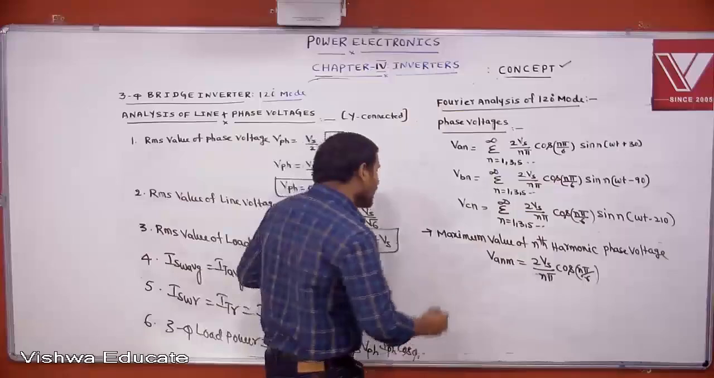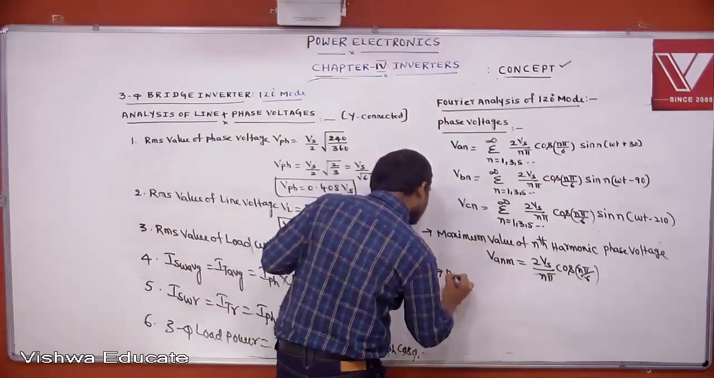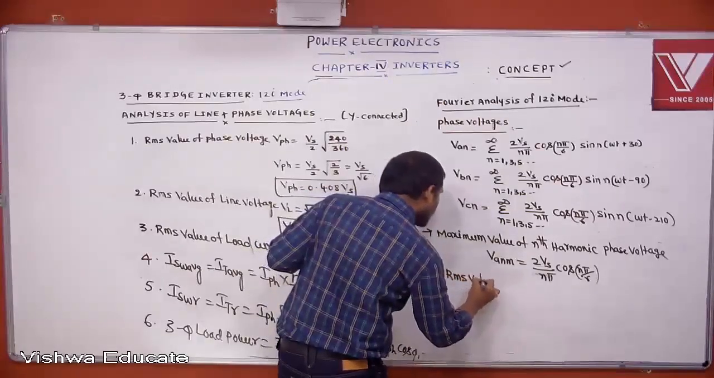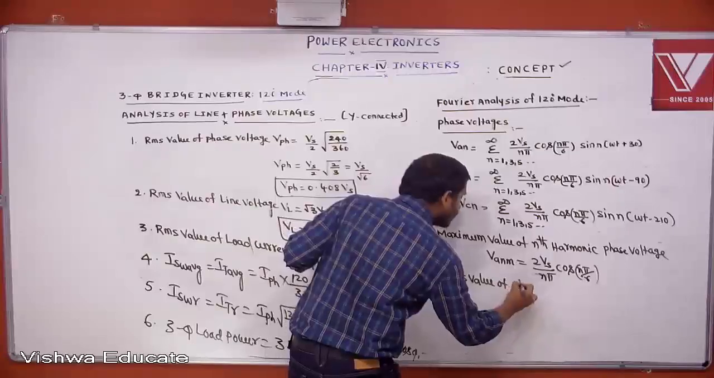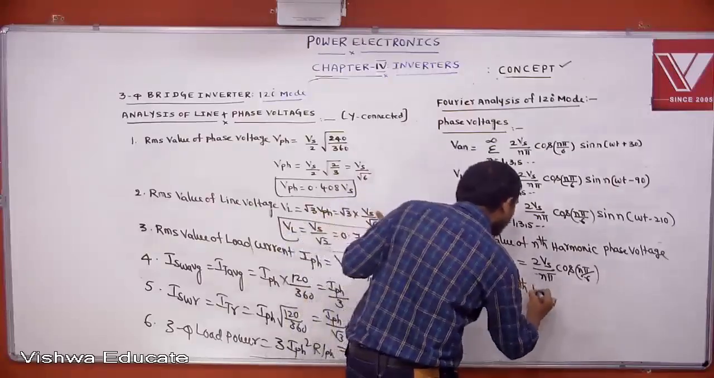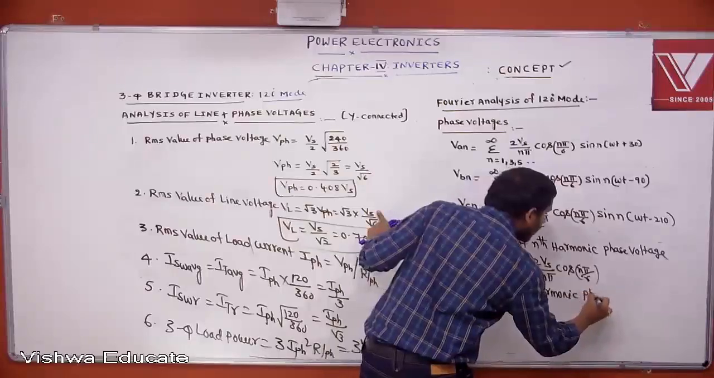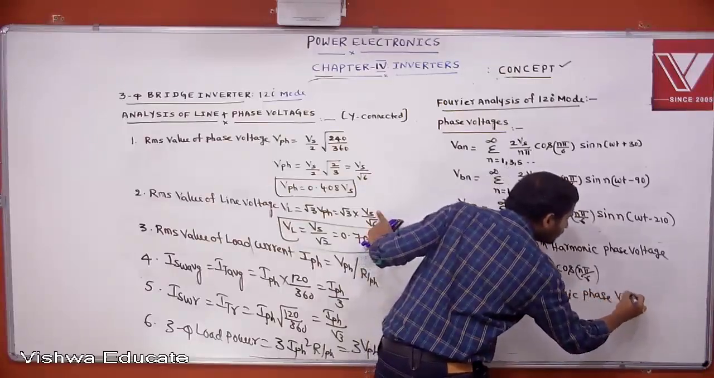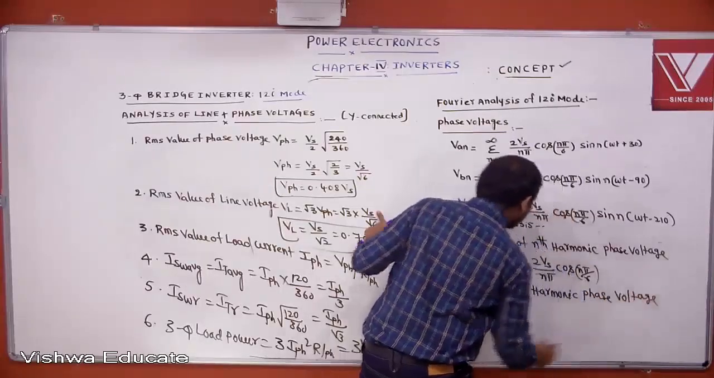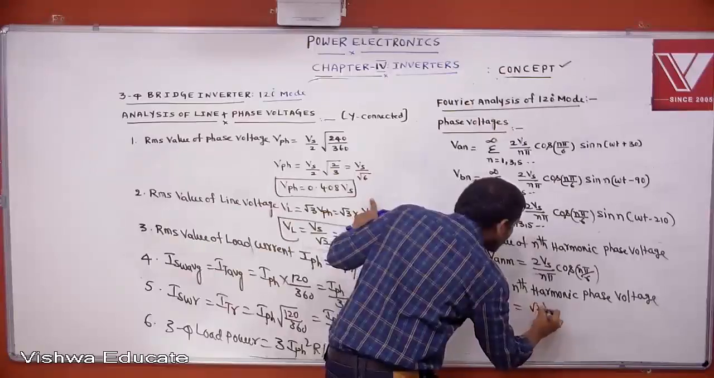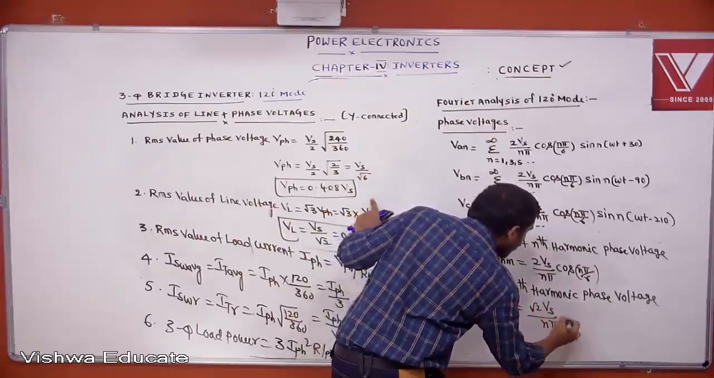What is the RMS value of nth harmonic phase voltage? How much, tell me? Yes. Root 2 Vs by n pi cos n pi by 6.